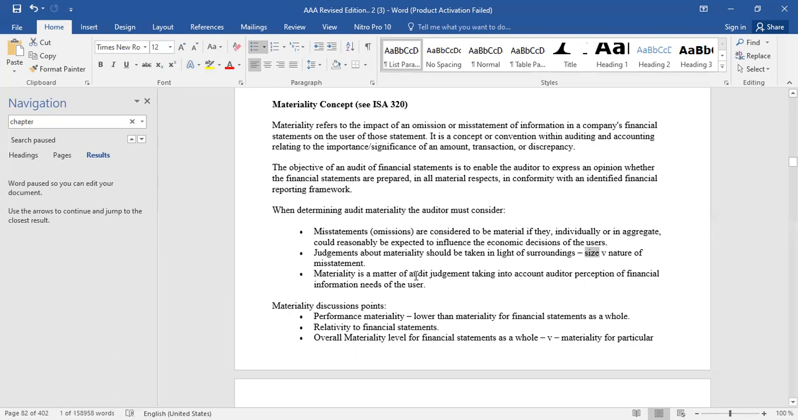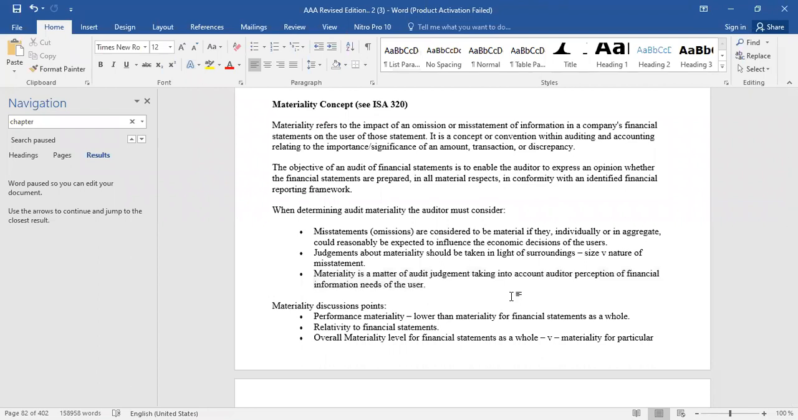And then materiality is a matter of audit judgment. I explained this earlier. It's about judgment, taking into account auditor perception of financial statement information. So you'll find that whatever is material for me might be immaterial, meaning that it does not have impact. So whatever is material to me can be immaterial to others. That is why we are saying it's an audit judgment, taking into consideration the perception of the auditor. It depends on how the auditor sees it.